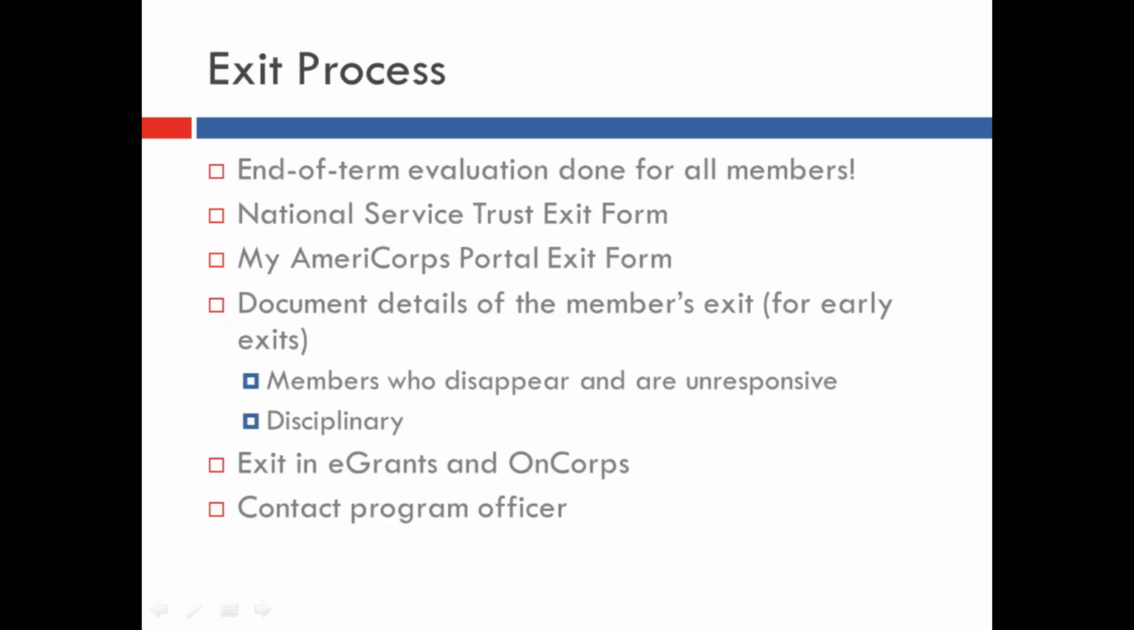Lastly, just to run through the process with the few minutes we have, I want to save some time for questions, so I'll go through this fast. You must have an end-of-term evaluation for all of your members. This is an absolute must, regardless of the slot type or exit. The National Service Trust exit form is referring to paper forms that the corporation has largely phased out now. You should only be using these if you have been granted explicit permission to do so. If not, don't worry about them. You're doing them electronically, and that comes through the My AmeriCorps portal exit form.